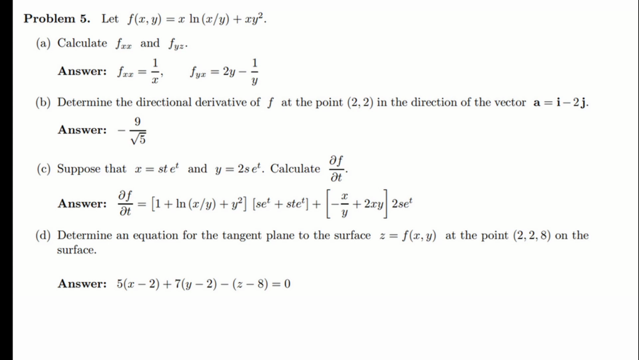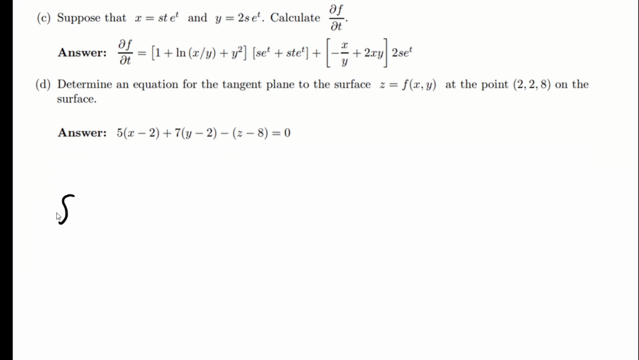All right, so let's start with this. Okay, so we have f of x equals x ln x over y plus x y squared. Calculate f xx and f yz. So these are the derivatives of f with respect to each of these variables.